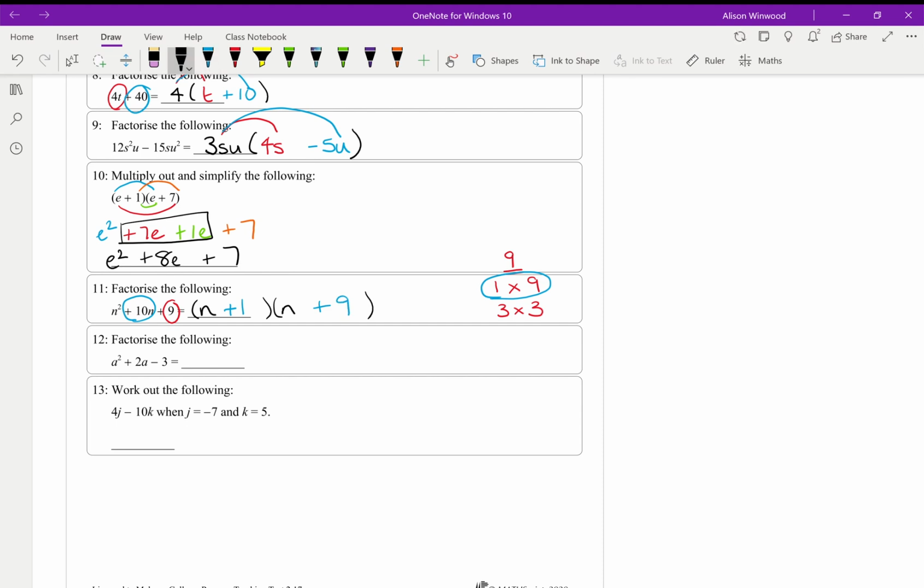Same question but with some negative signs. So still going to have two brackets. A is our letter this time. And we need to multiply to make negative 3. So that's either 1 times negative 3 or 3 times negative 1. I also want to add up to positive 2. So it's positive 3 and negative 1 that add to positive 2. So positive 3 and negative 1.